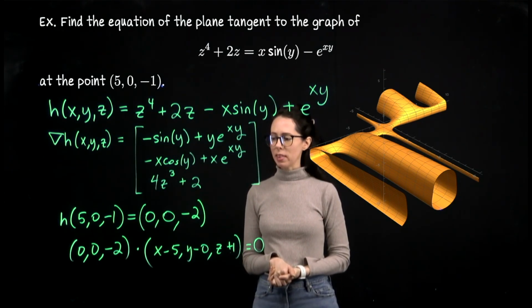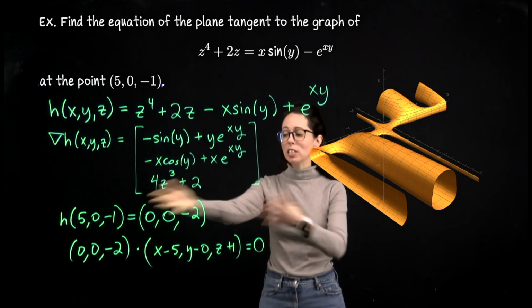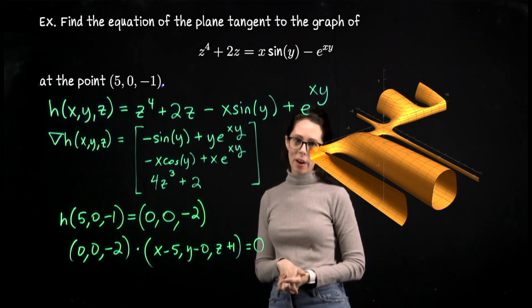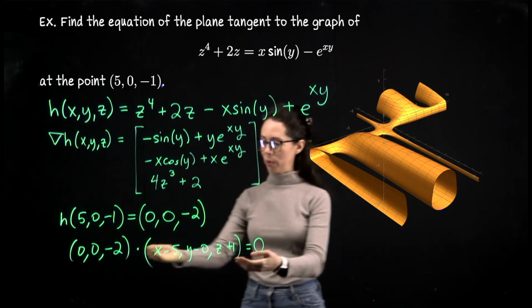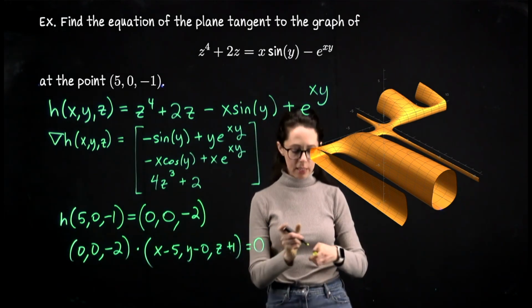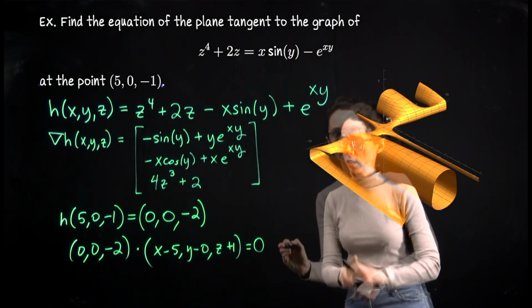Okay, to expand this, I could just expand it. I'll get 0, 0, -2z minus 2 equals 0. Basically, we're left with just this: divide over by -2, z plus 1 equals 0, so z equals -1.